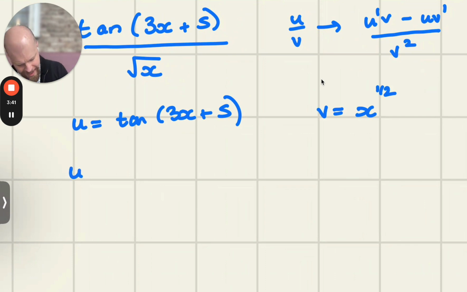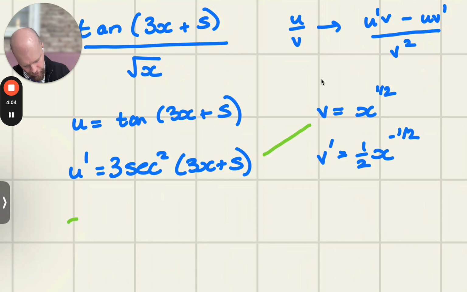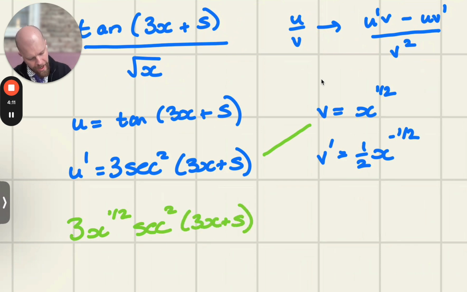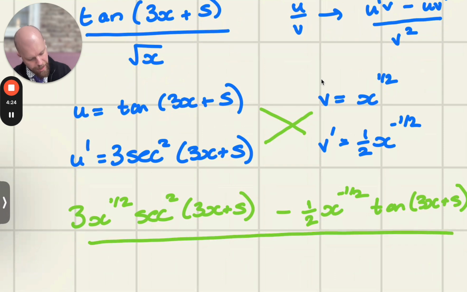If I differentiate tan, I get sec squared of 3x plus 5. And I times by the differential of the inside, so I times by 3. If I differentiate v, I bring the power down, and I take 1 off the power, I get minus 1/2. Now let's use the rule. So we have u dash v, so that's this one times this one. So I have 3x to the 1/2 sec squared 3x plus 5, minus uv dash, that's this one, so minus 1/2 x to the minus 1/2 tan of 3x plus 5, and I divide by v squared. So I divide by x to the 1/2 squared.